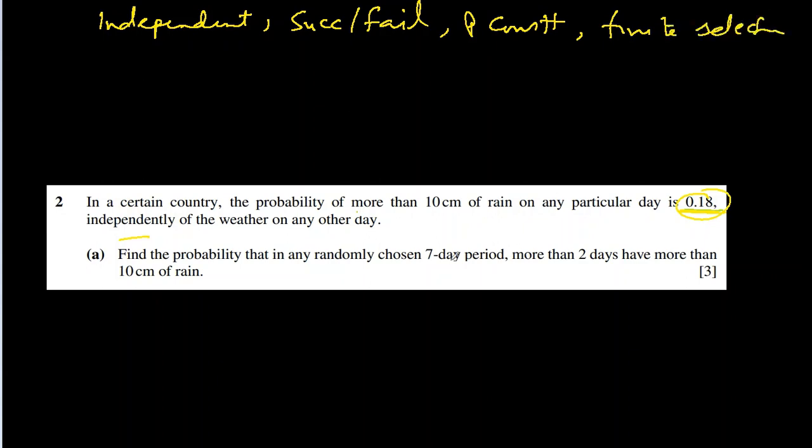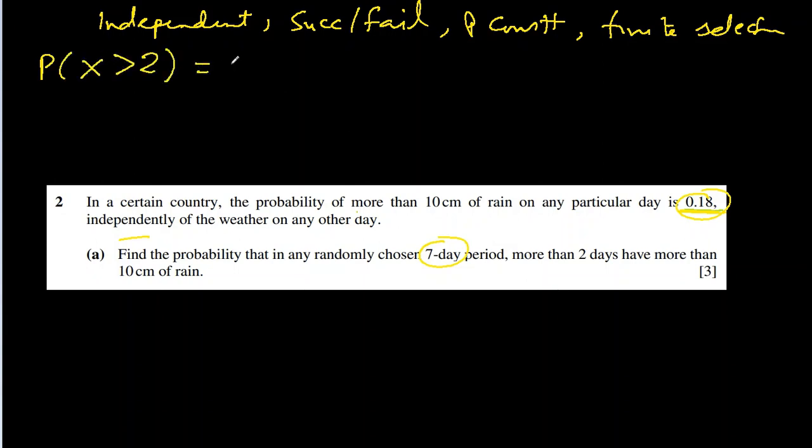Total. We have 7 days. So it's fixed. All 4 conditions are there, so we can use binomial distribution in this one. Now they're saying more than 2 days have more than 10 centimeter of rain. Don't involve this 10 centimeter anywhere, because it is just a statement, more than 10 centimeter of rain. I think it is here also more than 10 centimeter of rain, so we don't have to worry about it. So we want success on more than 2 days.